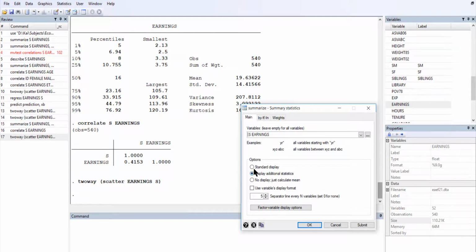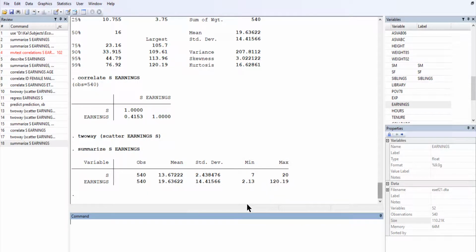So we can choose just standard display with the minimum amount of statistics about these two variables that I chose here. One is S, years of schooling, the other is earnings. And then press OK, and here is the statistics. We see the number of observations, mean, standard deviation, and so on, the minimum and maximum values.